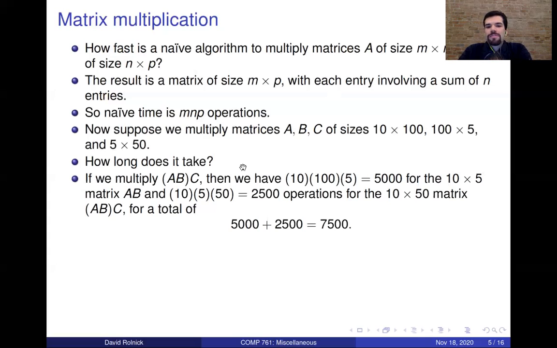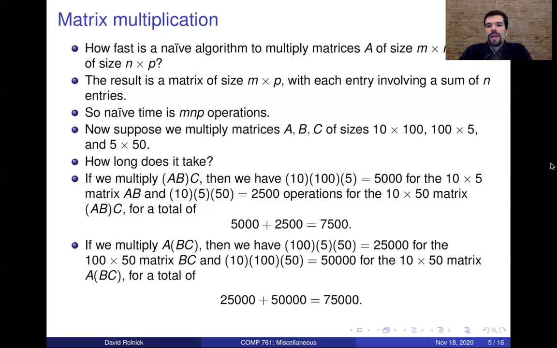So let's see. If we multiply A by BC, to calculate BC, we have a 100 by 5 matrix times a 5 by 50 matrix. We have 100 times 5 times 50. So that by itself is 25,000 operations, just to multiply B times C.